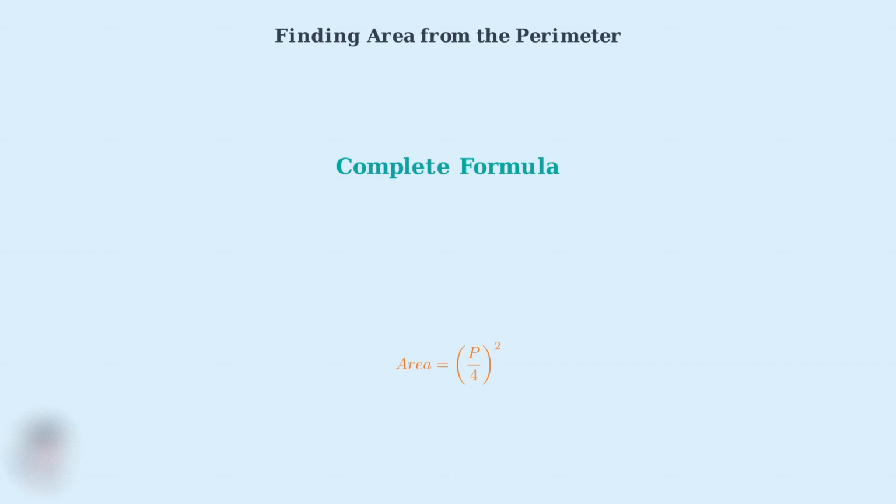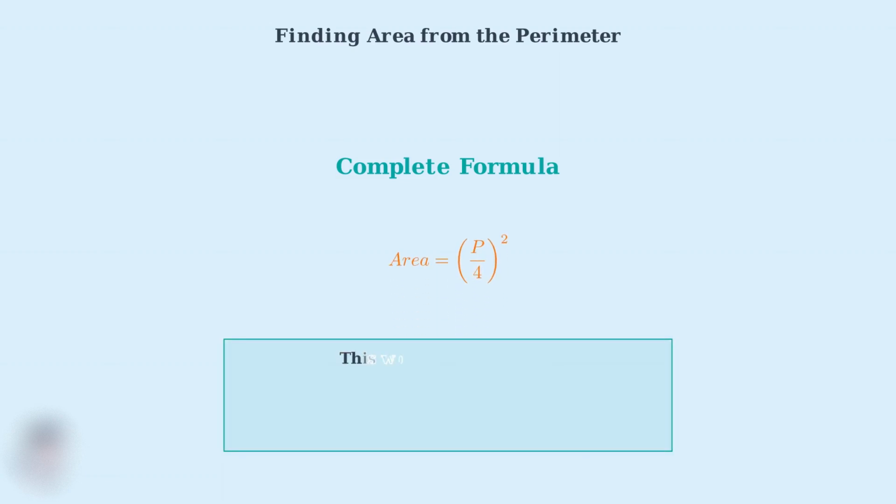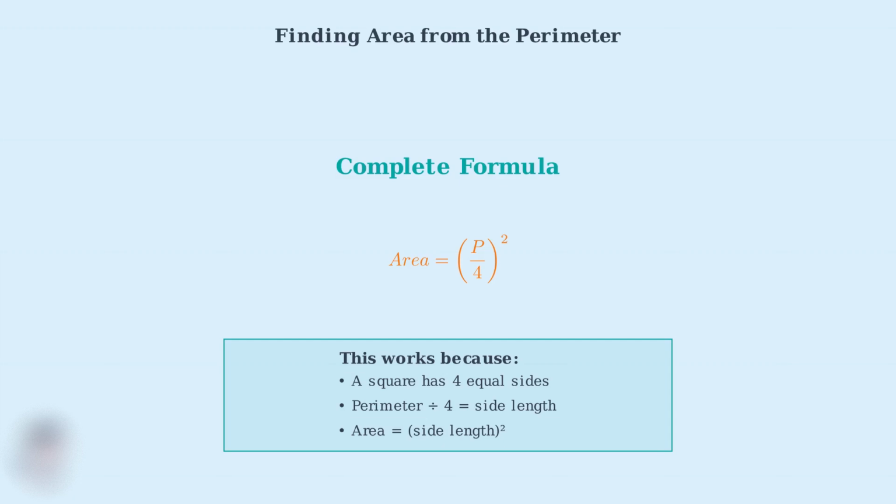Here's our complete formula for finding the area of a square from its perimeter. This works because a square has 4 equal sides, so dividing the perimeter by 4 gives us the side length, and then we square that to get the area. The key insight is that knowing the perimeter gives us enough information to find the side length, and from there we can calculate the area using the fundamental relationship that area equals side length squared. In the next section, we'll see this formula in action with a concrete example.